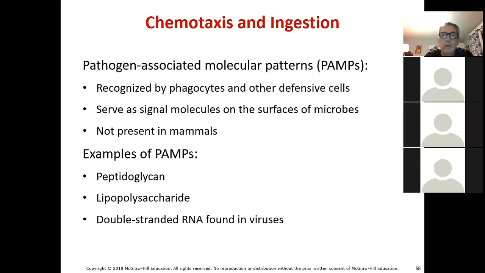Pathogen-associated molecular patterns that are found on bacteria are recognized by phagocytes and other immune cells. They serve as signal molecules on the surface of microbes. These types of patterns are not present in mammals, so this is what our body recognizes as being foreign. Some examples of that: peptidoglycan that makes up the cell wall, the lipopolysaccharide that makes up the LPS layer of gram-negative bacteria, and also double-stranded RNA viruses are recognized.